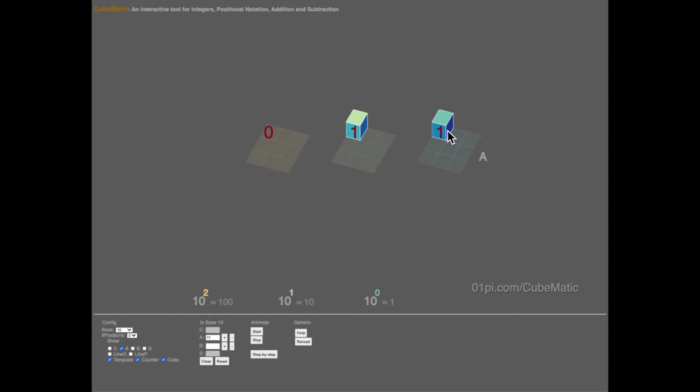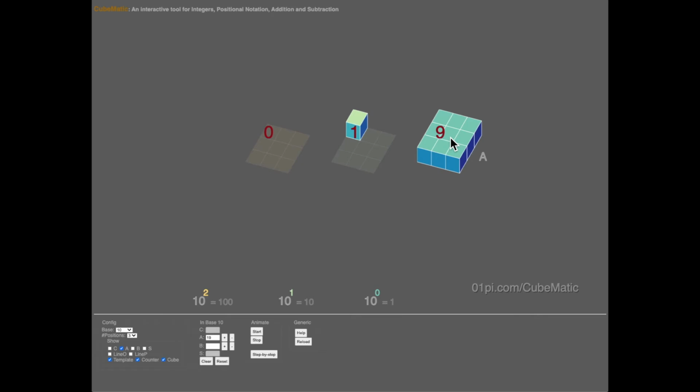So here I have 1 times 1 plus 1 times 10, that makes 11. So let's increase that to 12. So I add my second cube here, 2 times 1 plus the same 1 times 10. And let's put some more stuff here. So now be careful, I have 19. So 9 times 1 plus 1 times 10. And then the question is this, what happens if I increase this by 1? So that becomes 10.